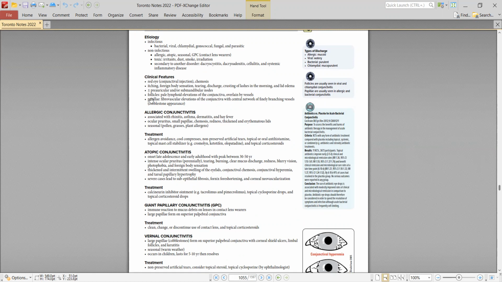edema is there. Here, lymph nodes may or may not be there, preauricular or submandibular lymph nodes. Follicles: pale lymphoid elevations of the conjunctiva. Follicles are elevated, overlain by the vessels. Papillae can be seen, cobblestone appearance of the conjunctiva. So these things you can see in the eye examination.